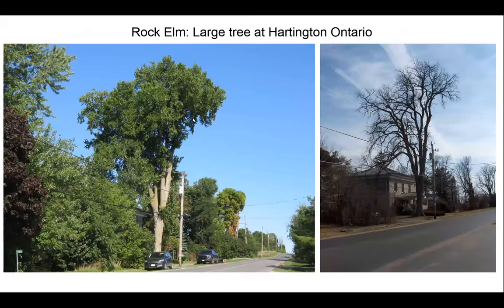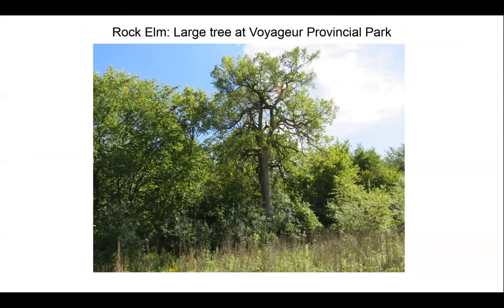Here's a very large tree as well in Hardington, near Kingston, being trimmed back by utilities here. Notice another nice old house by it. Just a rugged, lovely shade tree. Rock elm, very large, in Voyageur Provincial Park. This is probably the largest stem I've seen on public property. It's a little over 3 feet in diameter, a little over a meter. So it's a nice full-size rock elm as well.